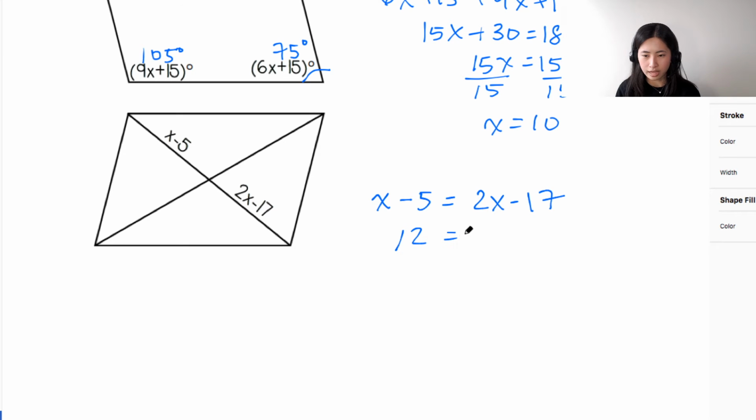This is 12, and this is 2x minus x, which is x. Therefore, you know that 12 is x. So this 12 minus 5 must be 7. And this must be 7 as well. 12 times 2, 24, minus 17, is also 7.